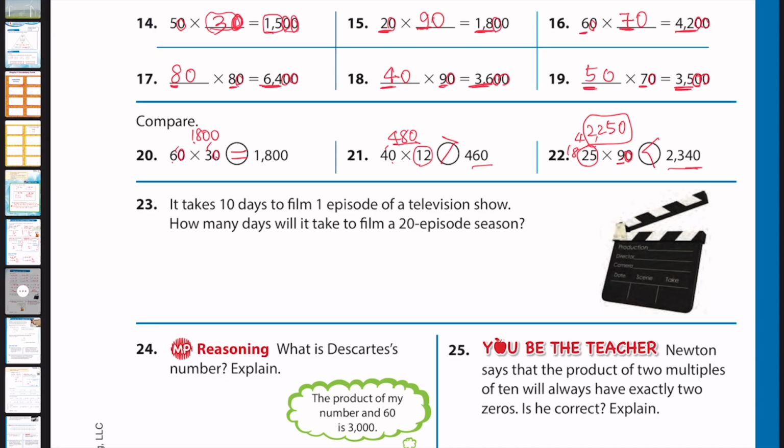Okay, it takes 10 days to film one episode of a television show. How many days? This is the question. How many days will it take to film a 20 episode season? So for one episode, it takes 10 days. And what about 20 episodes? Yes, 10 times 20. To know how many days will it take. Okay, which is what? 1 times 2 is 2. And add 2 more zeros. 200 days. Okay. All right.